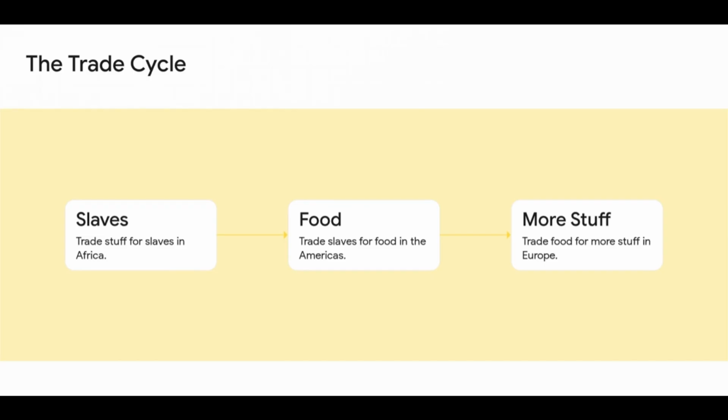European traders, specifically the Portuguese to start, would sail ships full of goods to Africa. They would trade that stuff for enslaved humans. They'd then trade those slaves for food and resources in the Americas, and bring that food back to Europe to get more goods. It was a ruthless, horrifying rinse-and-repeat cycle that forever altered the demographics and economies of 3 entire continents.